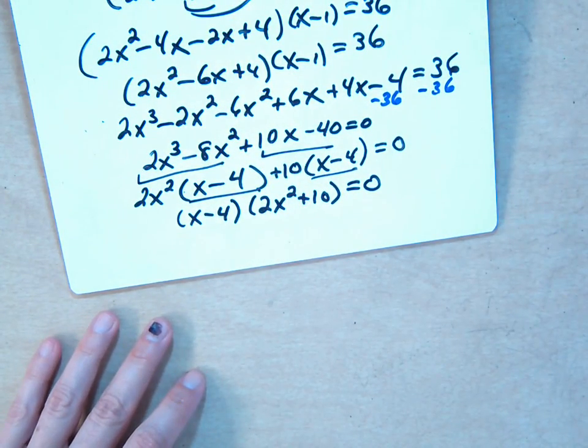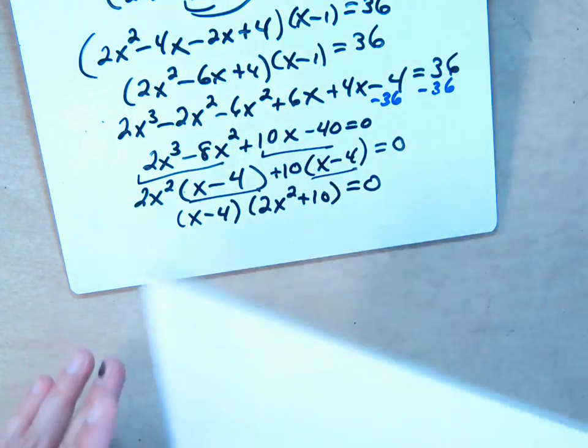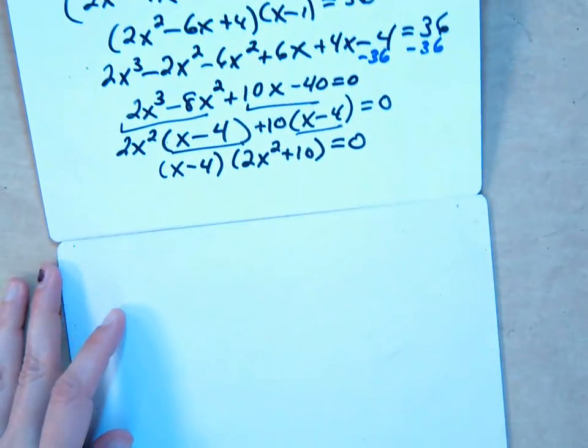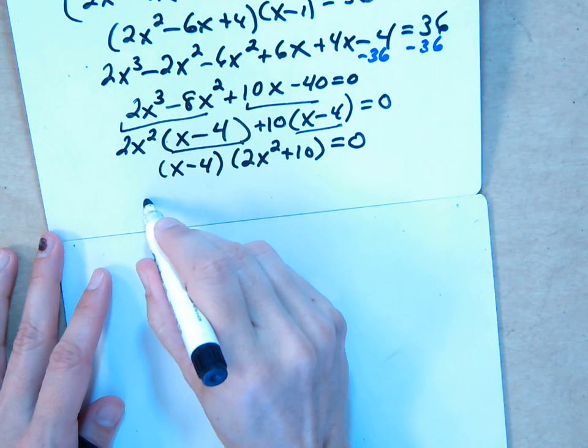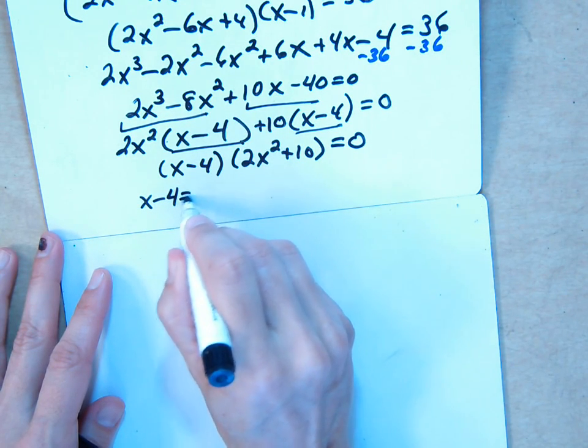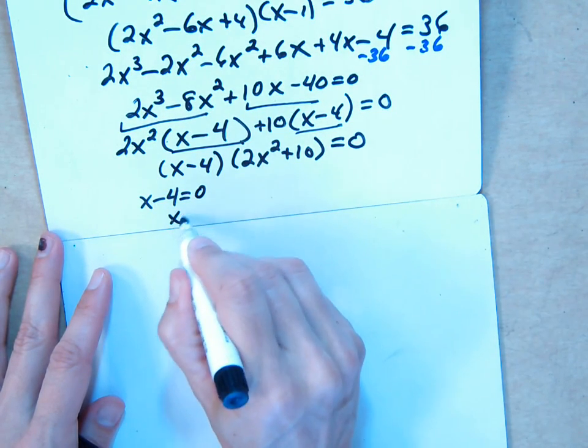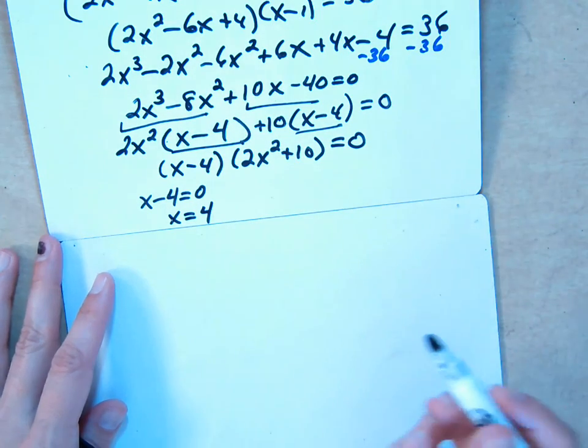So now I have to use the ZPP and set each one equal to 0. So, yeah, ZPP is zero product property. So x minus 4 equals 0. X is 4. That sounds like it could be a reasonable answer.